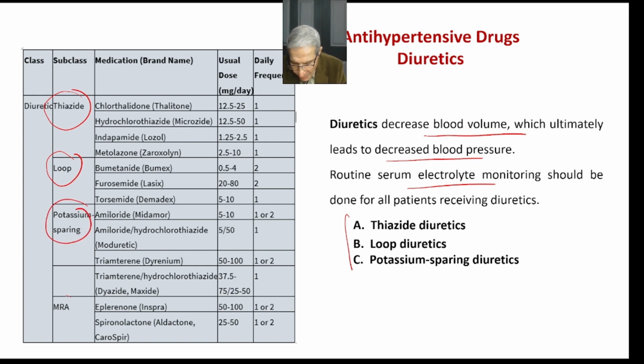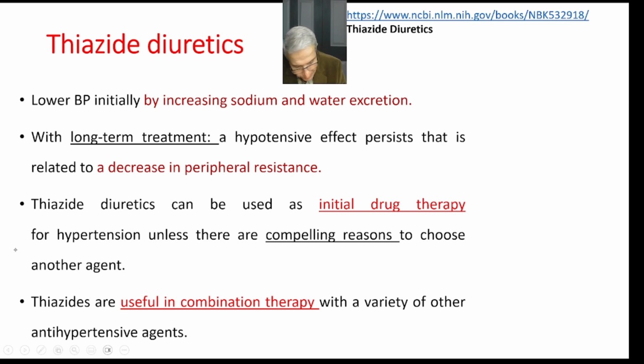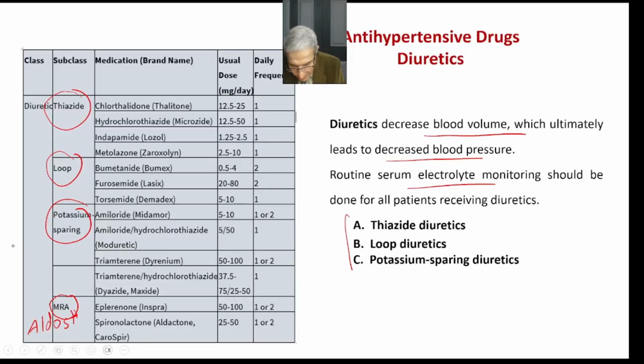Then they add here something, mineralocorticoid receptor antagonist. Mineralocorticoid receptor antagonist, we are speaking here about aldosterone antagonist.